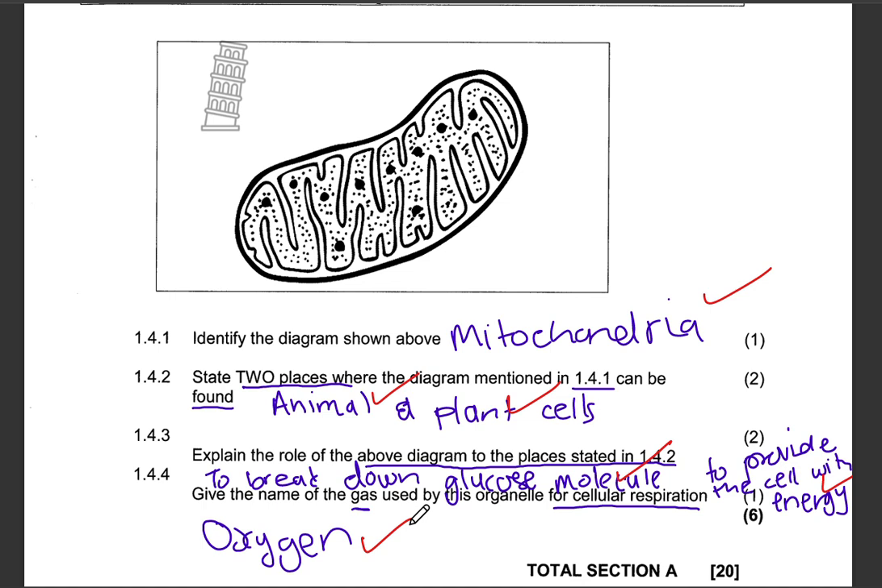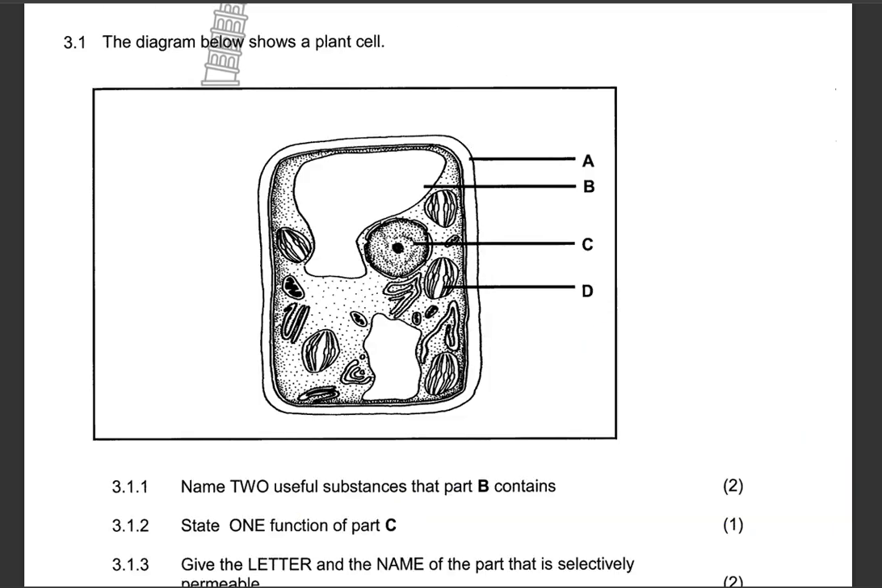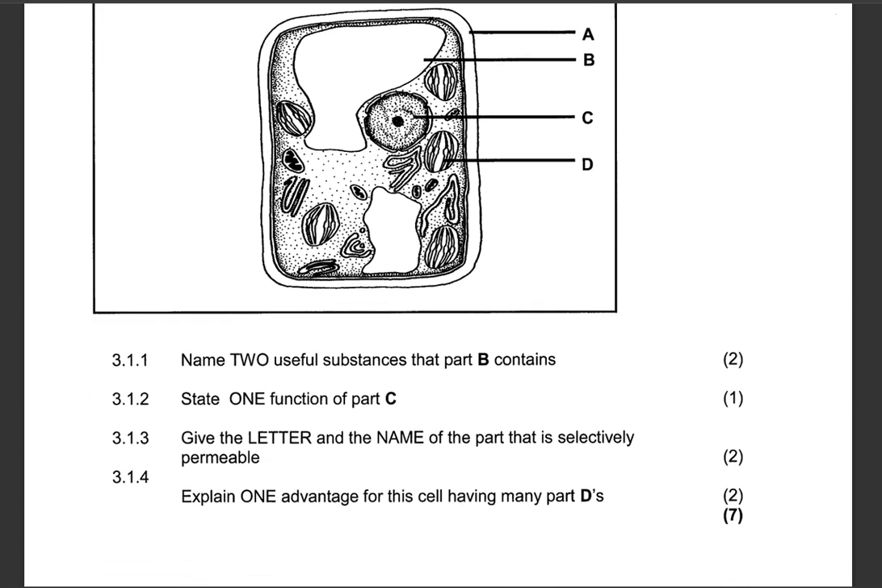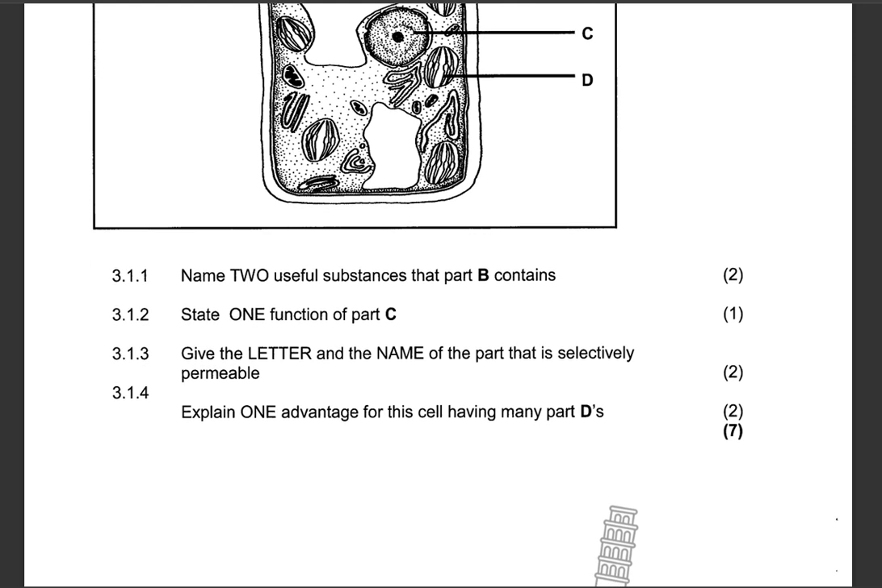Now let us move to the next question. This is the second question, guys, 3.1. The diagram below shows a plant cell. They sometimes don't tell you whether it's an animal or a plant cell, but in this particular question, they have told you that the diagram below is basically a plant cell. Now let's look at the questions.